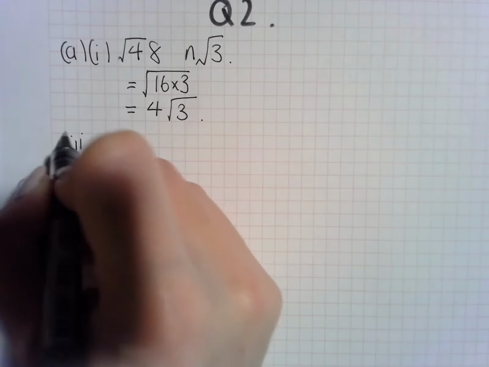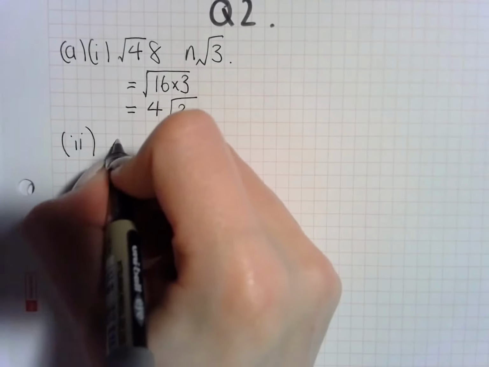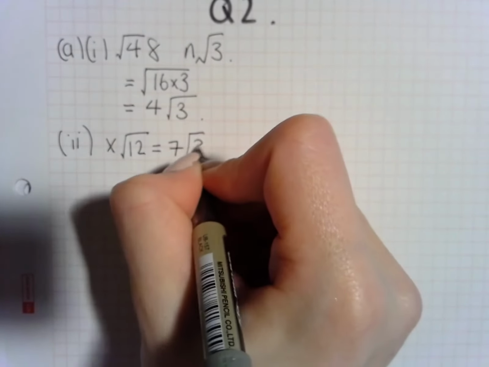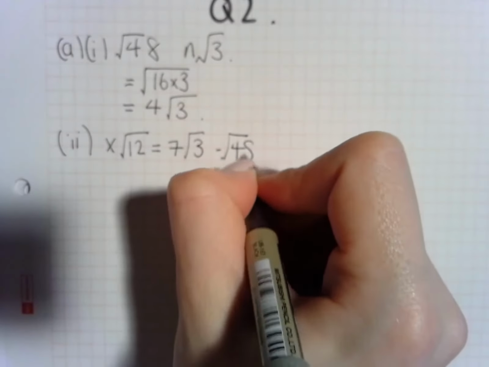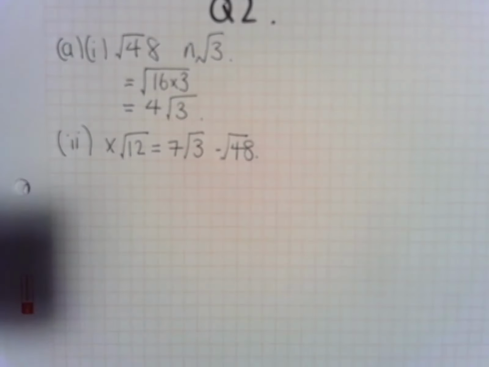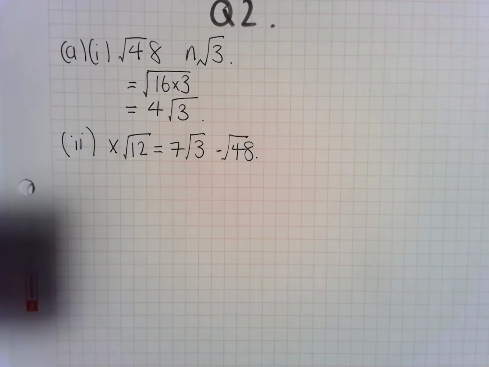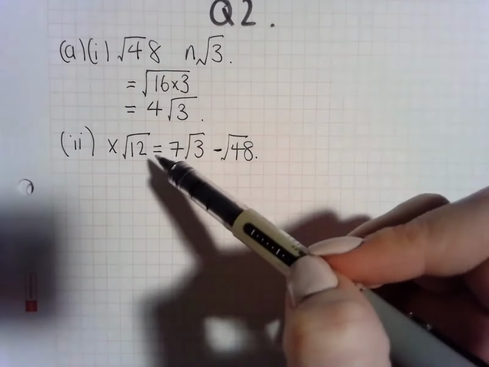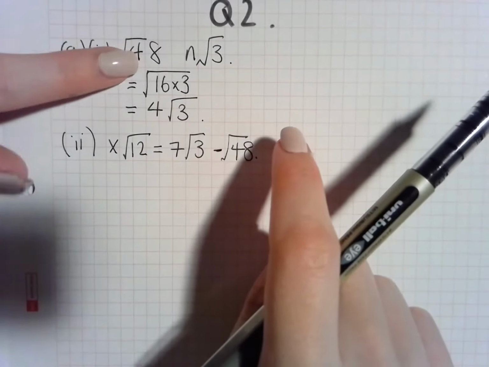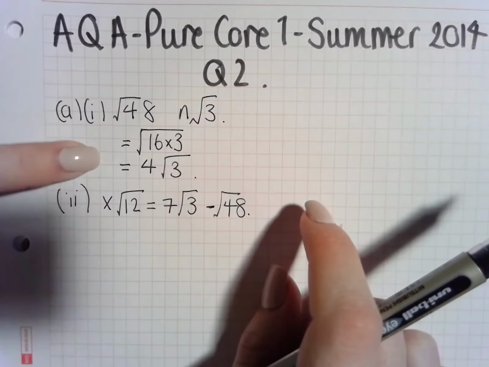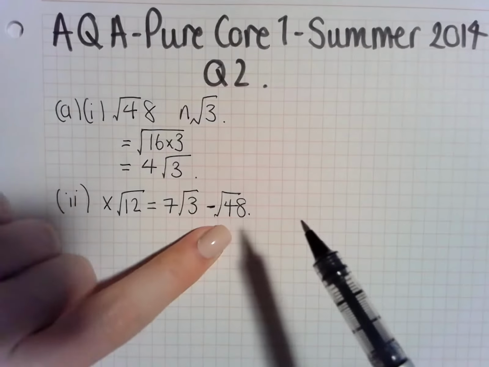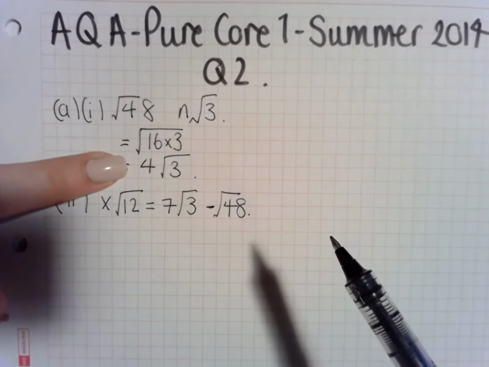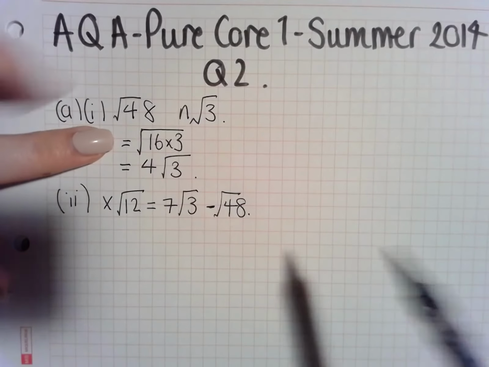Okay, so part 2 says solve the equation x root 12 equals 7 root 3 minus root 48, giving your answer in the simplest form. So we're trying to find x, that's what solve this equation means. And because it's a two-part question, it's not a coincidence that there's a root 48 here and there's a root 48 here. It wants you to use the first part of the question because it's very time-saving as well.